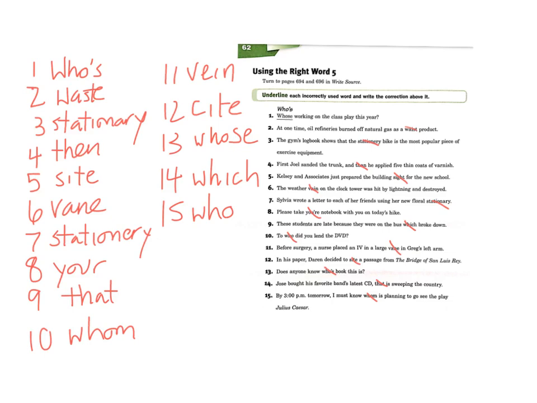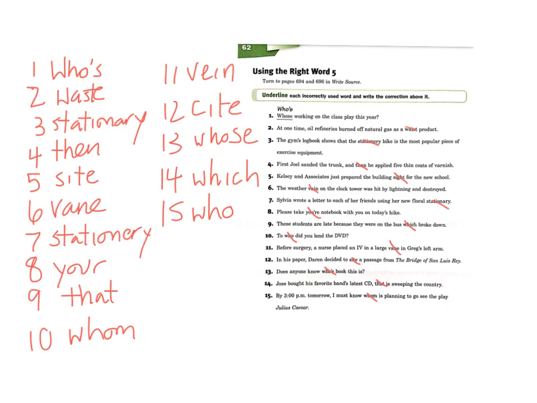For 9, when you have a clause that doesn't begin with a comma, you want to use that. Okay. For 10, instead of who, it's going to be whom, because it's the object of a preposition. 11, the veins in your arm, V-E-I-N. If you're citing something correctly, it's C-I-T-E. For 13, you need the possessive pronoun, W-H-O-S-E.